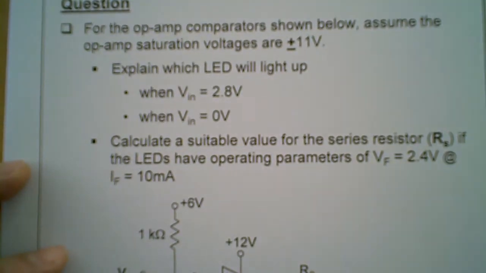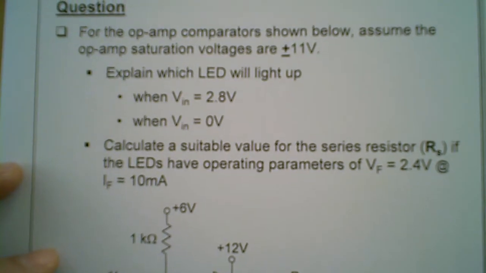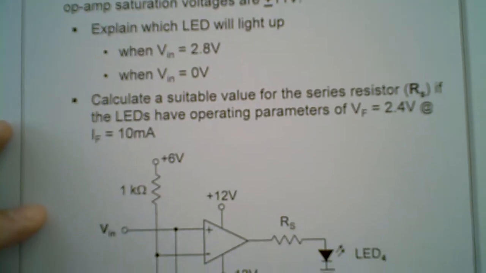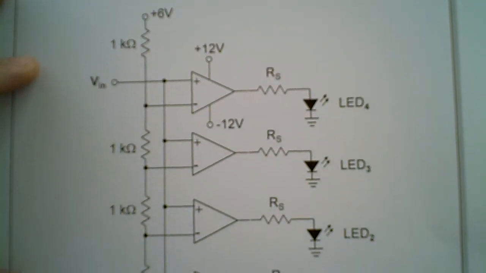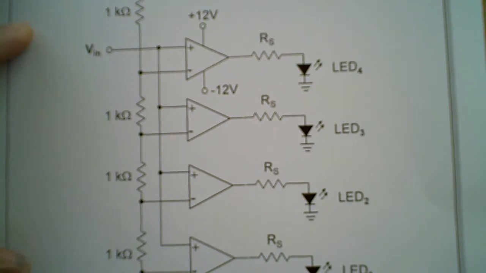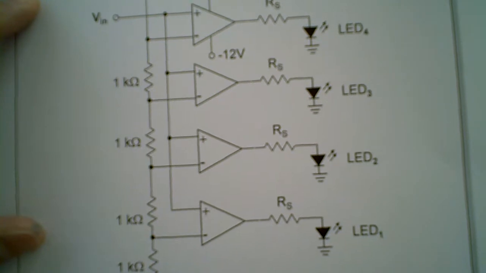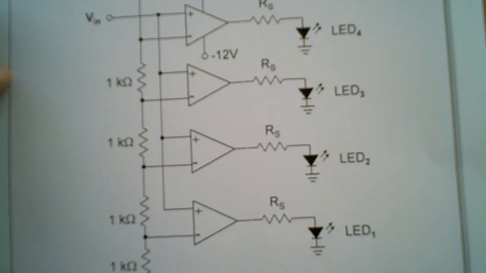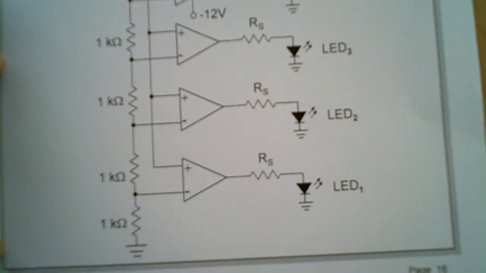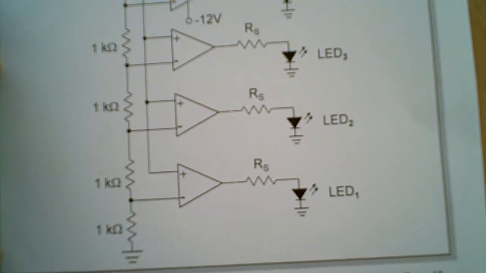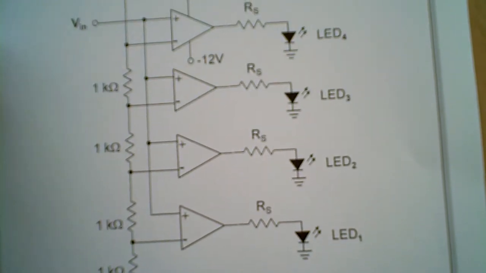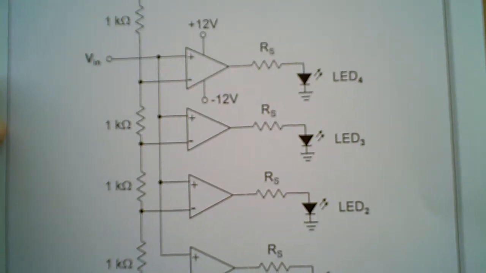If you recall, we have a question of an operational amplifier with this circuit as shown. You were asked to determine which of the LEDs will turn on. Is it LED 1, LED 2, LED 3 or LED 4?